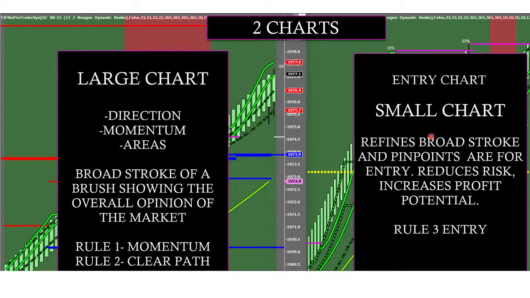You're going to be able to refine that broad stroke, and you're going to be able to pinpoint where the market is likely to continue. And that refinement process will allow you to reduce risk. It'll allow you to maximize your profit potential. And that's rule number 3 of 3.